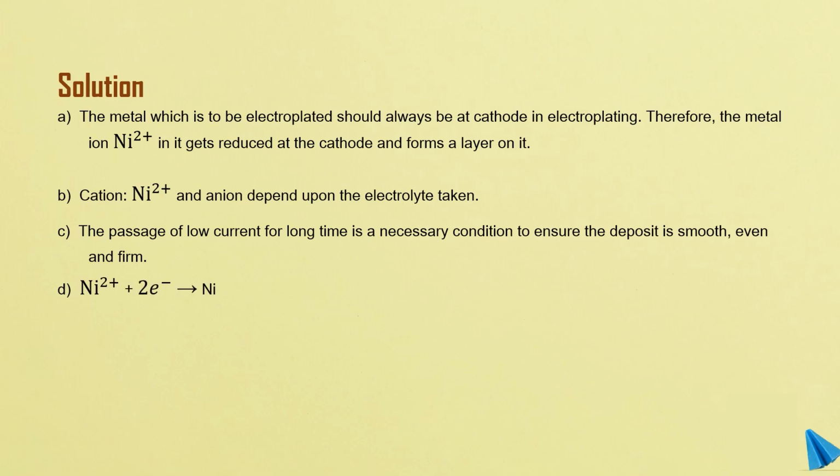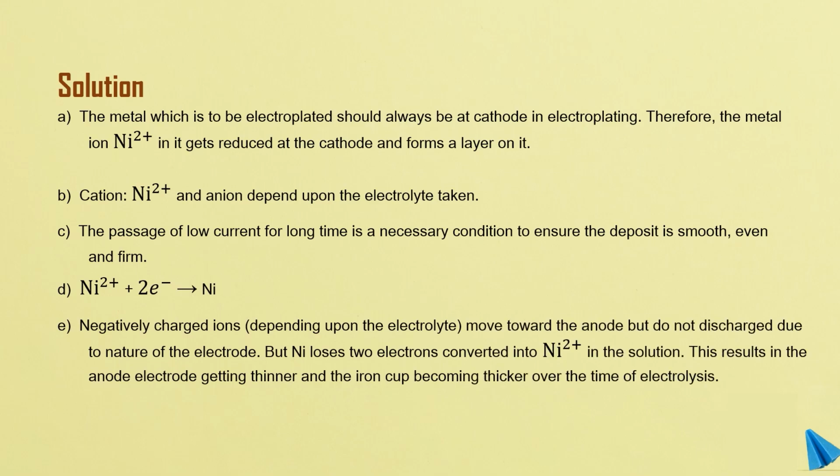Ni2+ plus 2e- gives us Ni, that is nickel. Negatively charged ions, which depend upon the electrolyte, move towards the anode but do not discharge due to the nature of the electrode. But nickel loses 2 electrons and gets converted into Ni2+ in the solution. This results in the anode electrode getting thinner and the iron cup becoming thicker over the time of electrolysis.